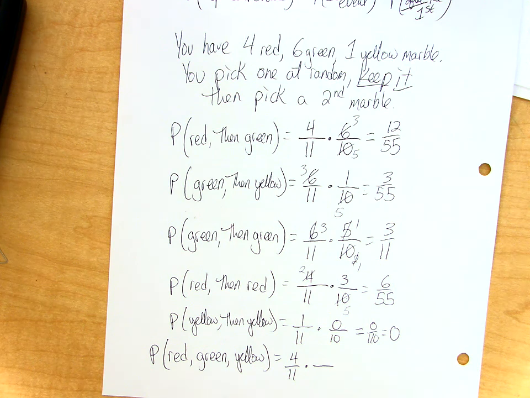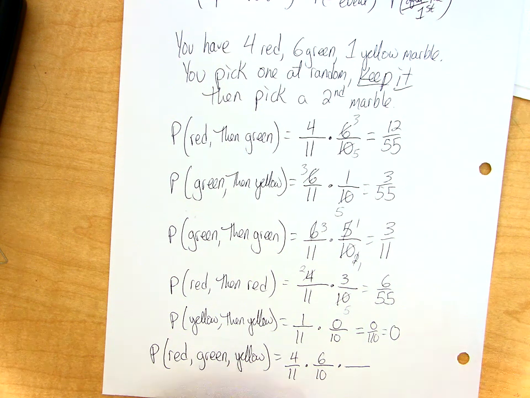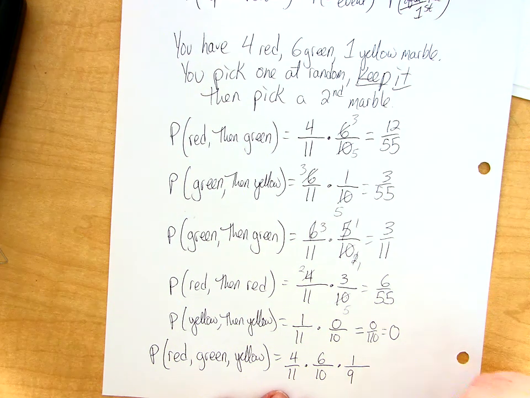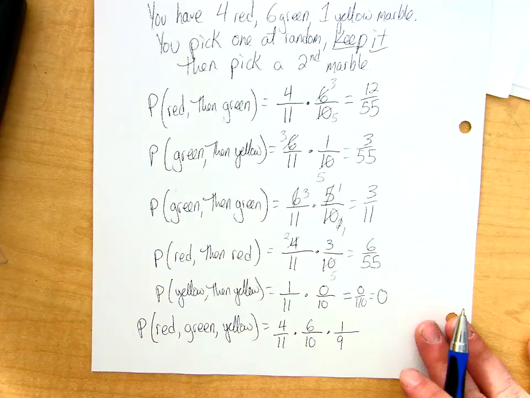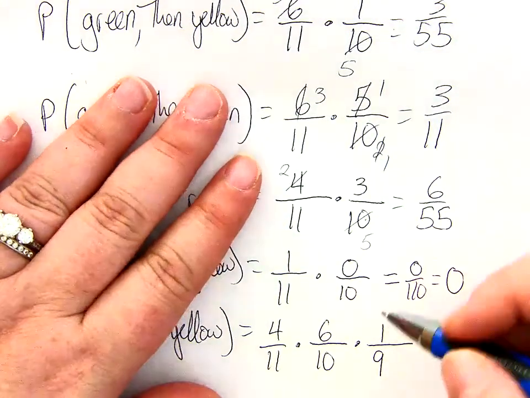So I picked a red. What's the probability now I'm going to pick a green? 6 out of 10. And what's the probability I will select a yellow as the last one? 1 out of 9, right? Because I'm keeping them every time, so there's going to be 1 less every time. So now, if I just do that math, we will have our answer for 3 things in a row.